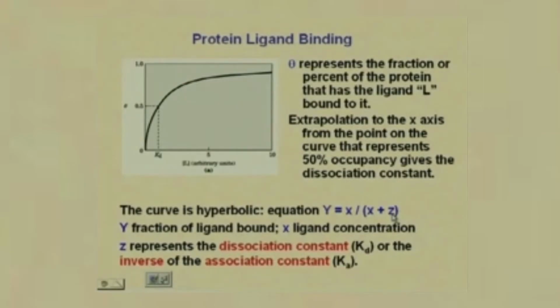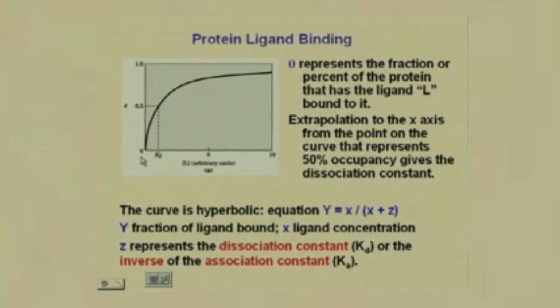What is the dissociation constant? When we're considering a protein and ligand bound together, when it associates, we have an association constant, and when it dissociates, we have a corresponding dissociation constant, which is what? It is just the inverse of the association constant.